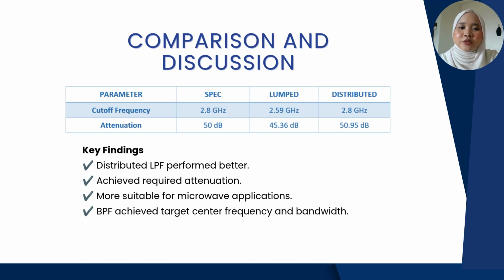This slide compares the simulation result with the design specification. For the lump low-pass filter, the cut-off frequency is 2.59 GHz and the attenuation is 45.36 dB. This does not fully meet the required specification. For the distributed low-pass filter, the cut-off frequency is 2.8 GHz and the attenuation is 50.95 dB, which meets the design target. Therefore, the distributed LPF performs better and is more suitable for microwave application. The bandpass filter also achieved the target center frequency and bandwidth successfully.